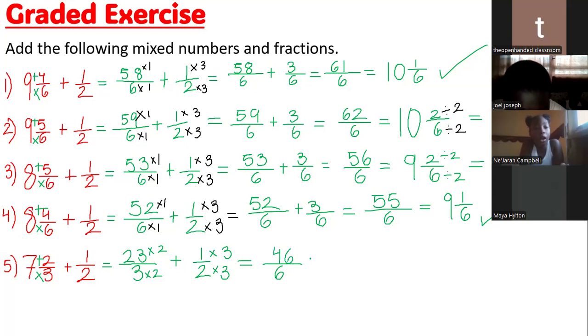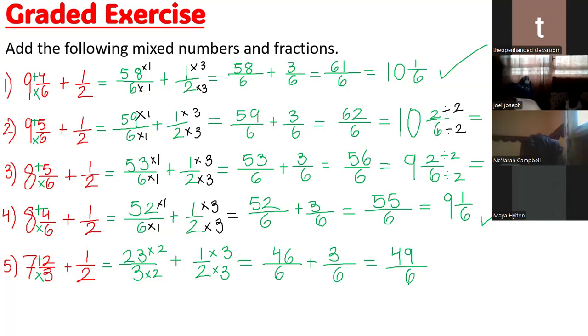Plus 1 times 3 is 3. Then 3 times 2 is 6. Good. Then put the 6 back down. Gonna be equal to what?